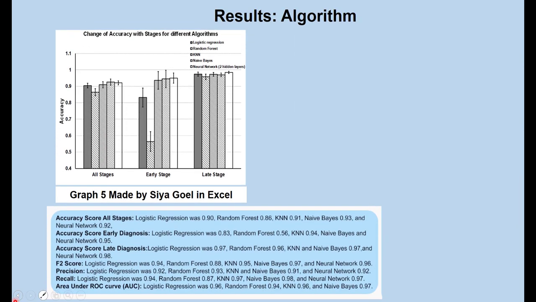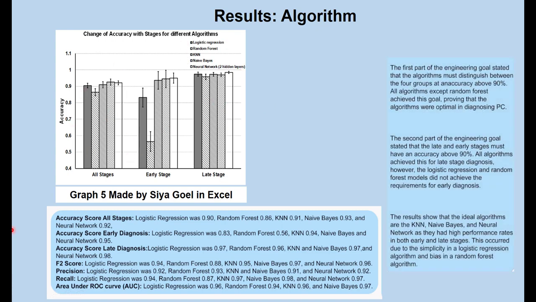As shown in Graph 5, the first part of the engineering goal was achieved for all except the random forest, and the second part was achieved for all except the random forest and logistic regression models. Therefore, the ideal algorithms for this research were the KNN, naive Bayes, and neural network, as they had high performance rates in every aspect of the project.